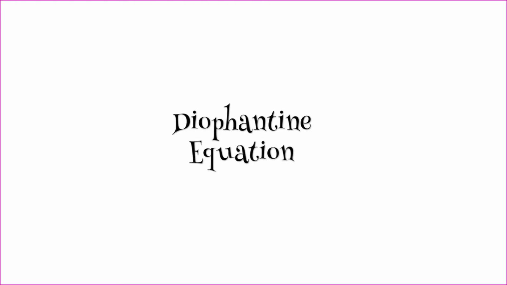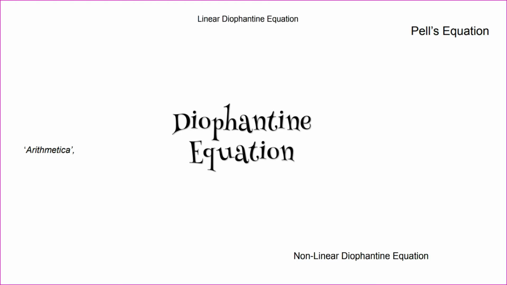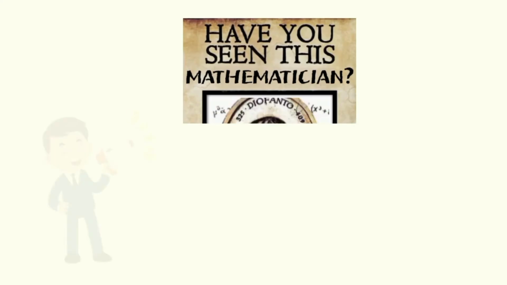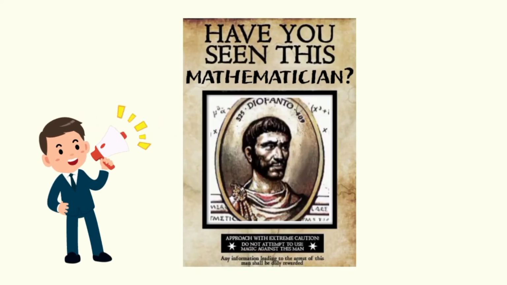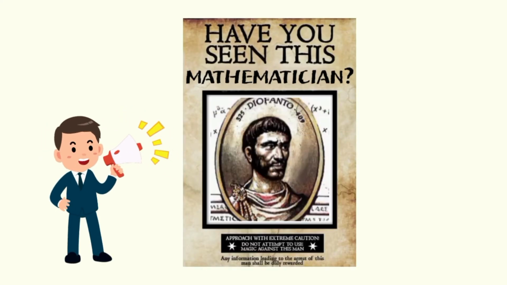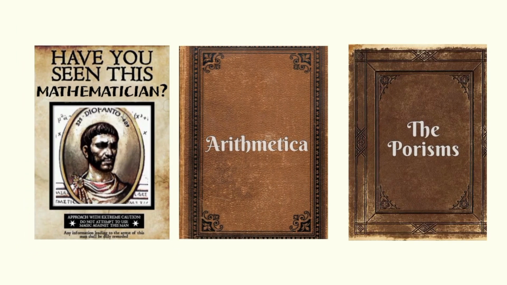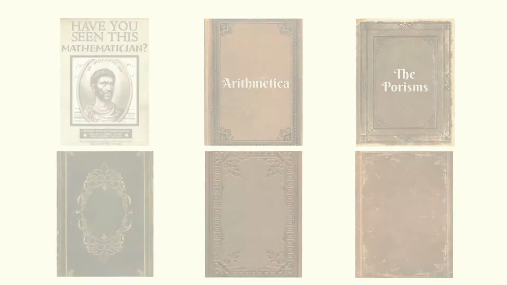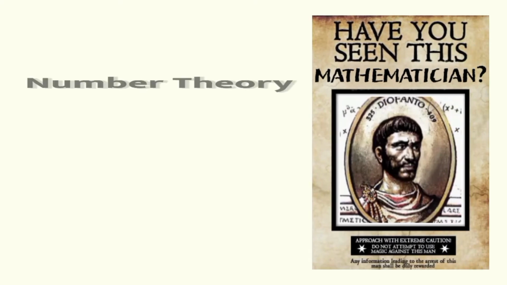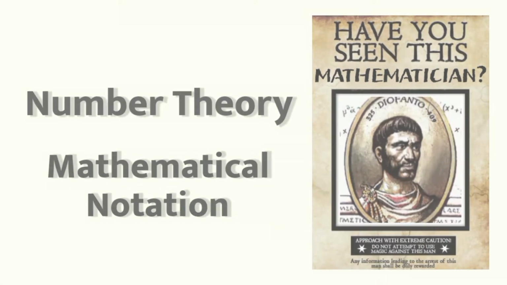But first, let's define what a Diophantine equation is. Have you seen this mathematician? Yes, you are right. He is Diophantus of Alexandria. He's known as the father of algebra, who published the book Arithmetica, the Porisms, and a lot more. He contributed greatly to number theory and mathematical notation.